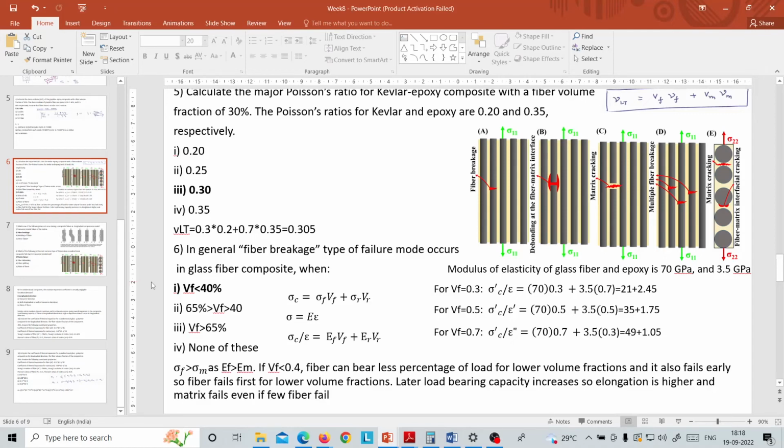No, Mf upon Mc would not be equal to 0.4. The volume of fiber divided by the volume of the entire composite, that would be equivalent to 0.4.